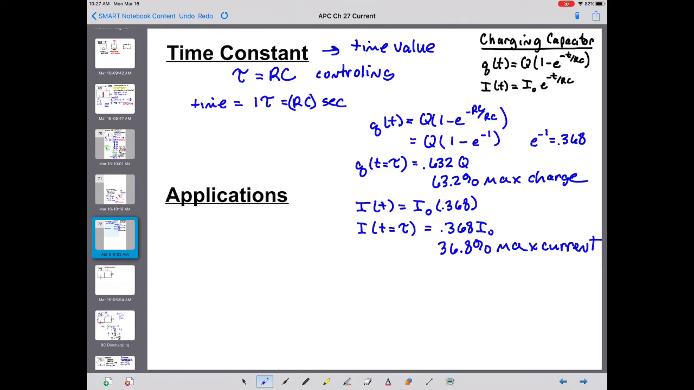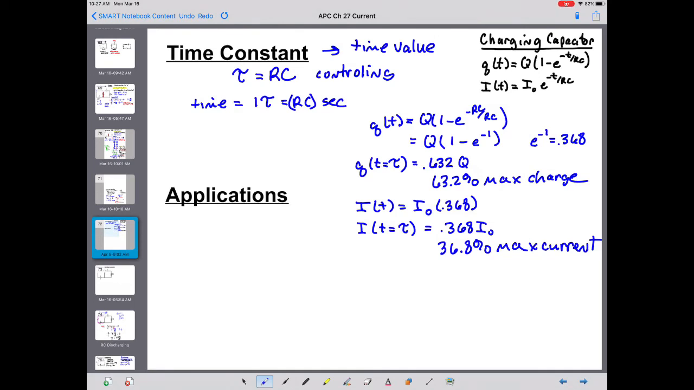Okay, so using the time constant is a convenient way, since you never fully charge the capacitor and you never fully drop down to zero current. It is an easy way to think in terms of percentages: how charged is a capacitor after one time constant or two time constants, etc.